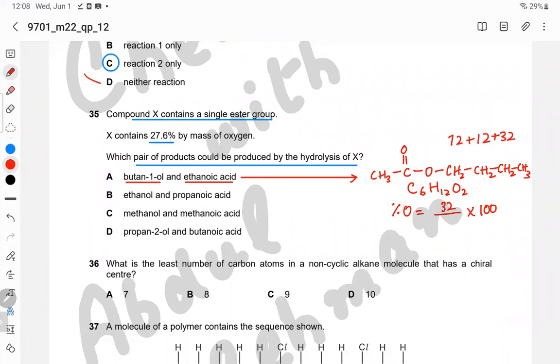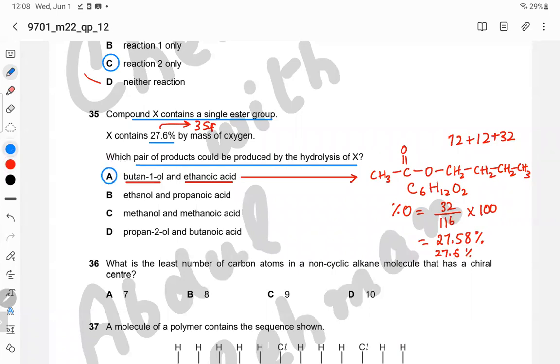So what will be the Mr over here? 116. So you are saying that the answer is 27.58, but you are using 4 significant figures, and here there are 3 significant figures. So if I use 3 significant figures over here, I will get 27.6% only. So it means our option A is correct.